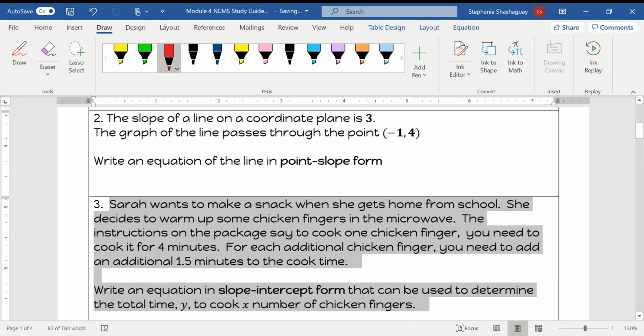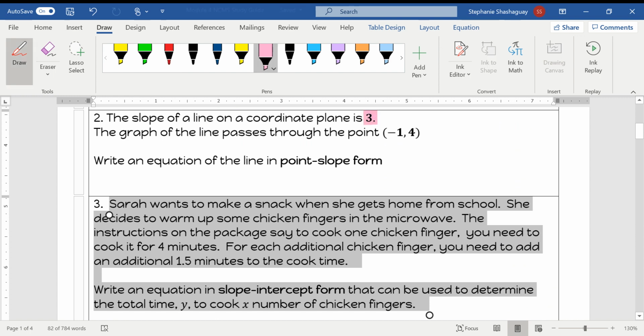Okay, question number 2. The slope of a line on a coordinate plane is 3. So they're telling me the slope is 3. And the graph of the line passes through the point -1 and 4. So -1 is my x, 4 is my y. I need to write an equation again in point-slope form using this information.